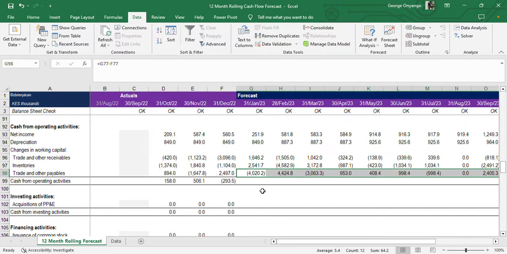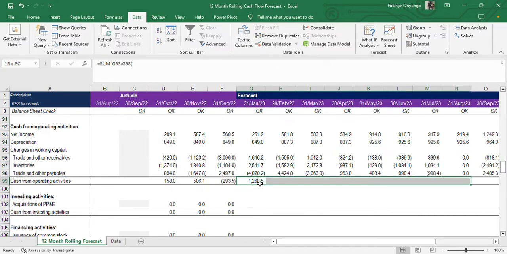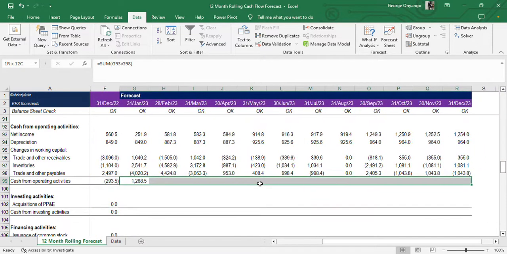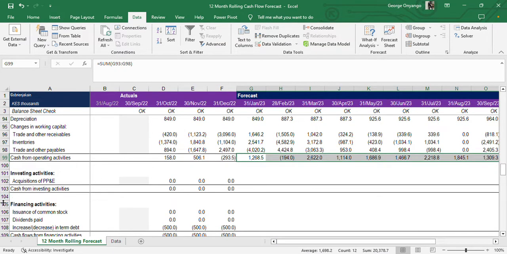So from here we are able to calculate the cash. We are going to get the sum of all these to get the cash from operating activities. So this is how the cash varies across the period from the operating activities.